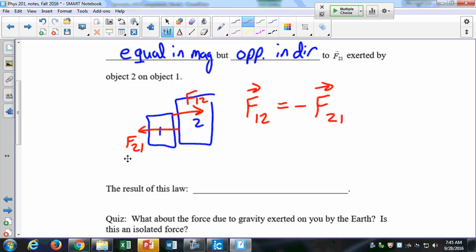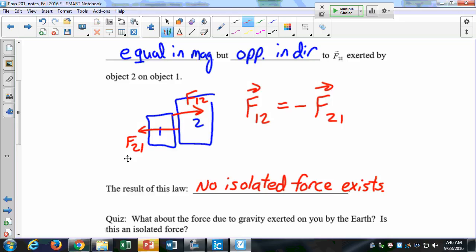Right? The result of this law, and this is kind of mind-blowing, if you tell your friends this, they might say, no, that can't be the case. But it is true nonetheless. The result of this law is that no isolated force exists. There is no force anywhere in the universe in which there is not an equal and opposite force. So no isolated force exists. If you have one force, you'll always have another force.